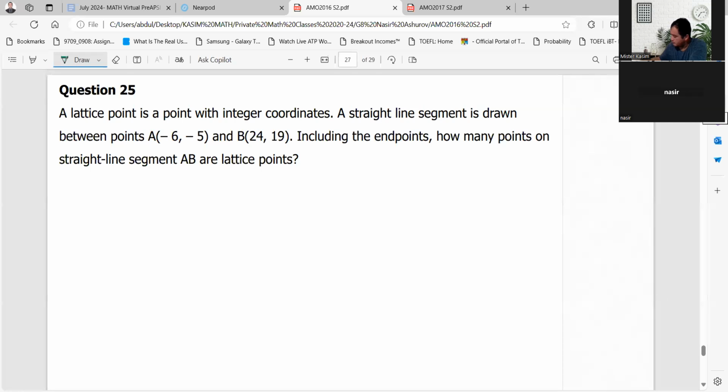Do A and B also count as lattice points? Yeah, it said including the endpoints, so including those points.